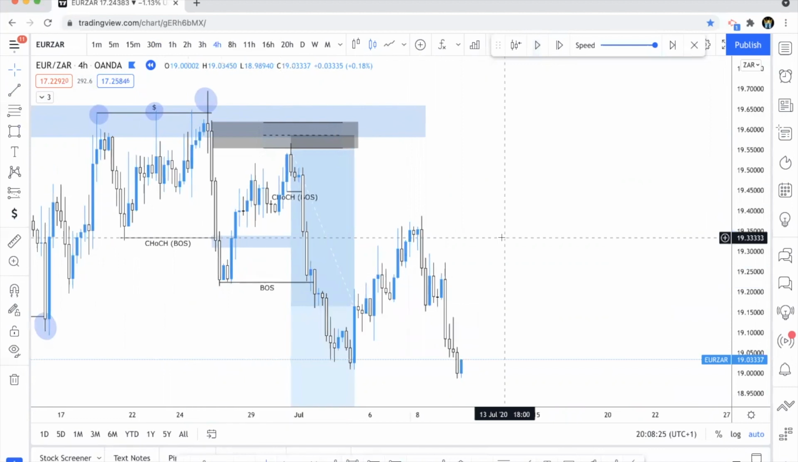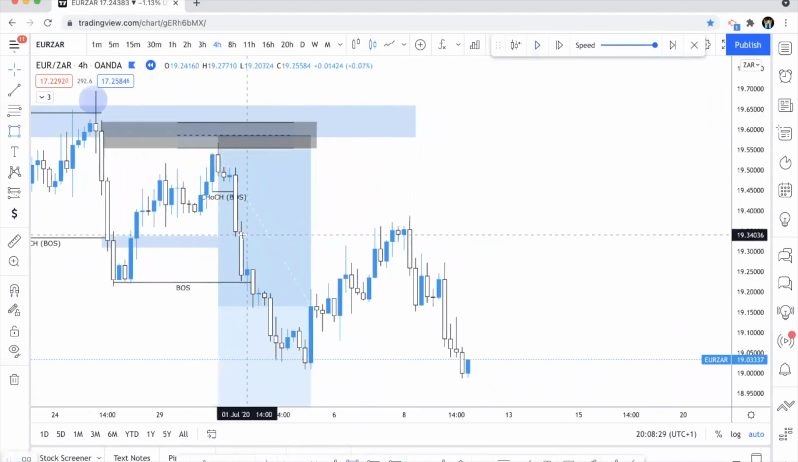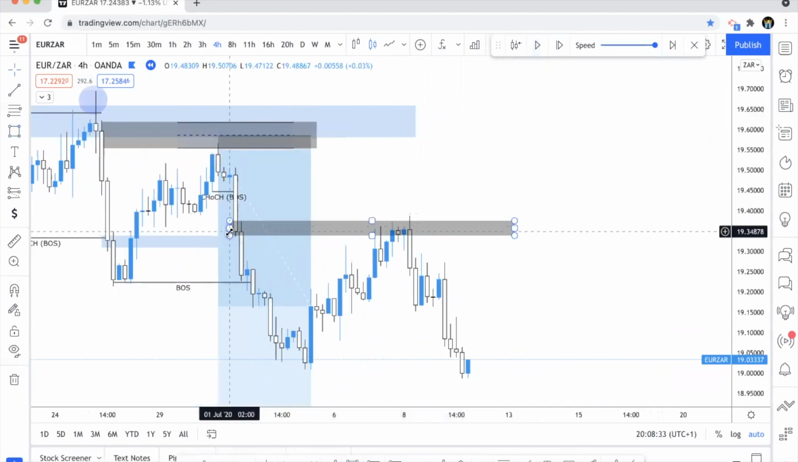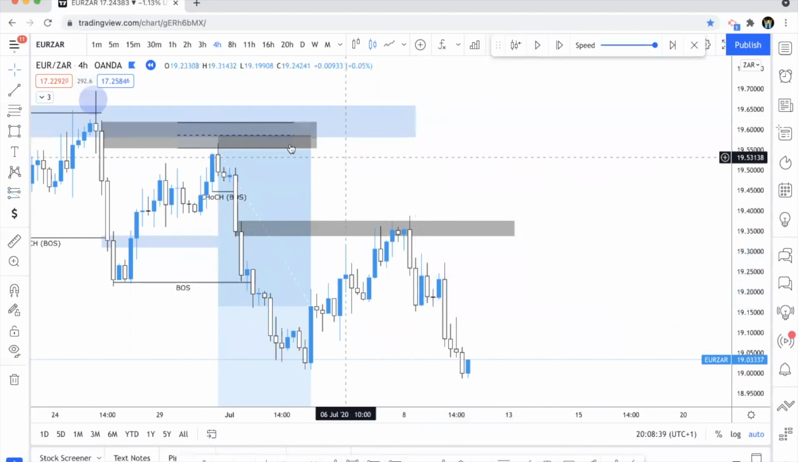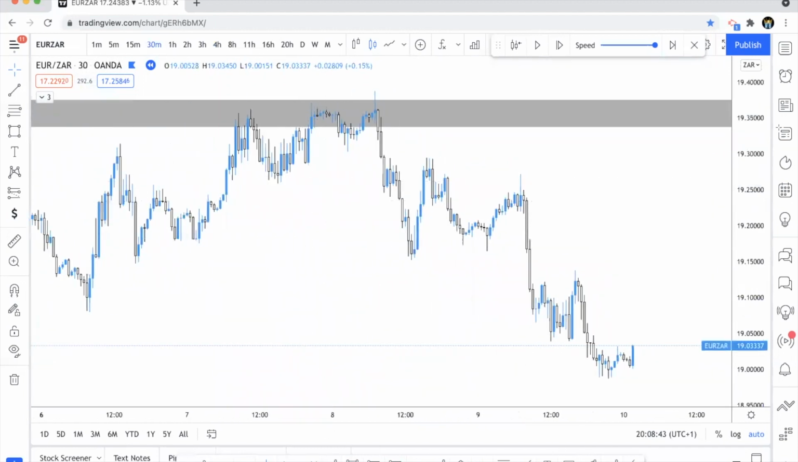So this would be a BOS, a break of structure, and we would go and identify our order blocks right here. And then we would have looked for another sell when price got up to this level right here. But we would look for a sell when we're on the lower time frame. Let's go on the 30-minute, and you'll see that there's another Chotch that happens right here.